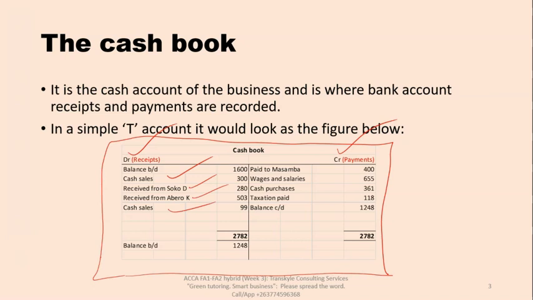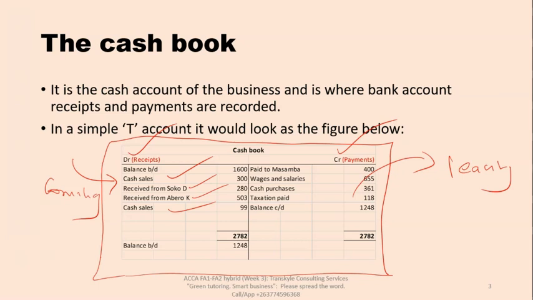All these were money entering into the business. So money coming is recorded on the debit side, but money leaving is recorded on the credit side. This is leaving, this is coming. Money coming is recorded on the debit side, but money leaving is recorded on the credit side of the cash book.